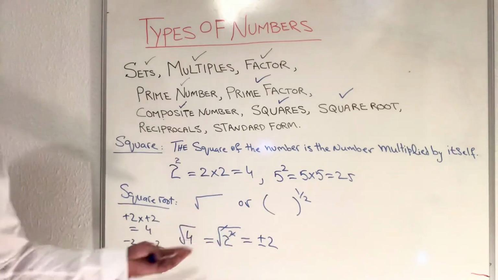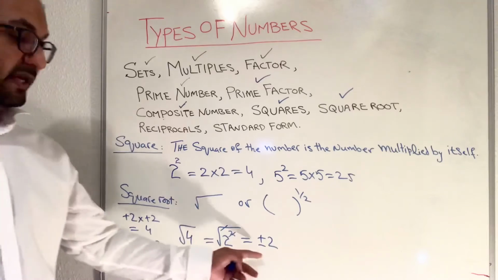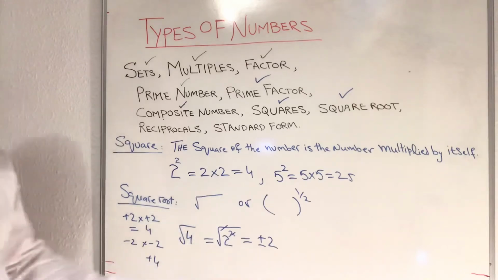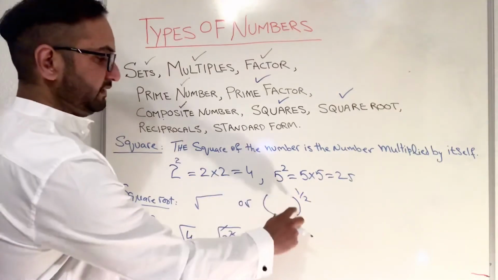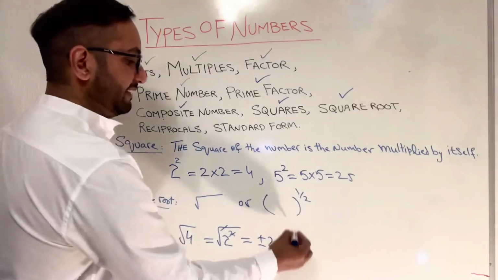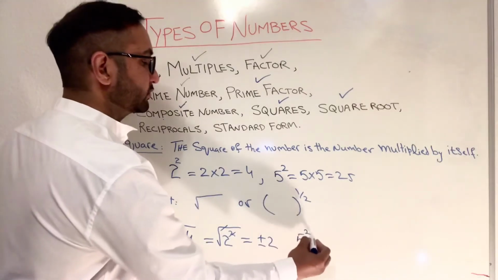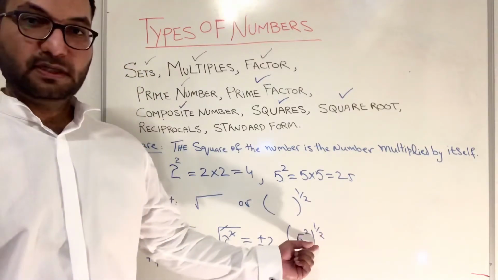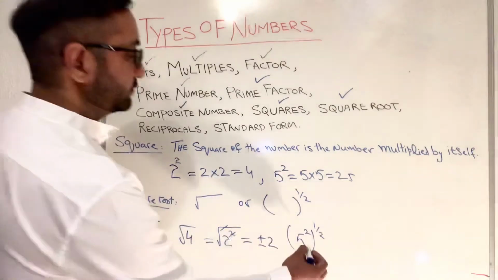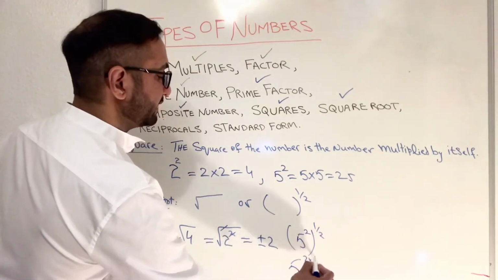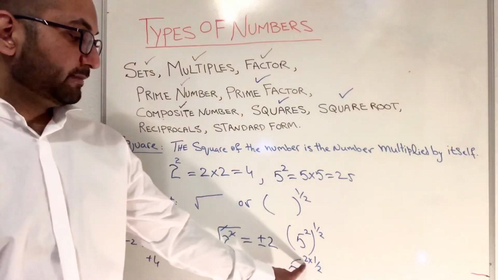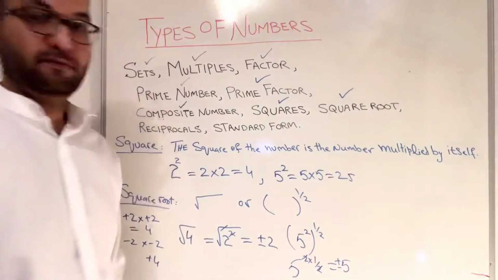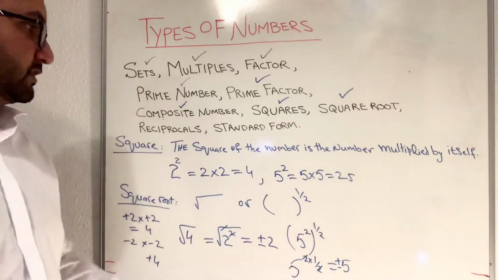We don't know which number we have used, but after the square root we have to write down both positive and negative values. Same if you're using this notation. They said 5 squared, square root. So now this is a power, so both values will be multiplied. So 5 power 2 times 1 over 2, half of it. When they multiply, 2 divided by 2 gives you positive or negative 5. These are the square roots.